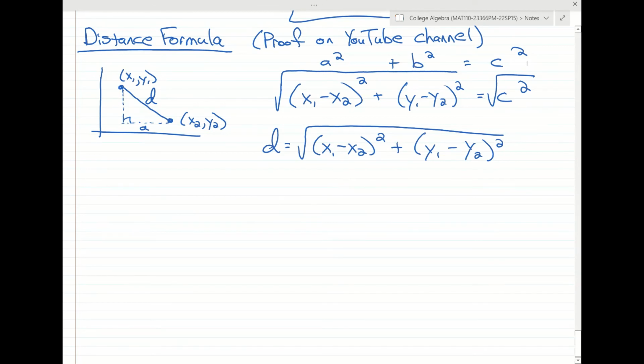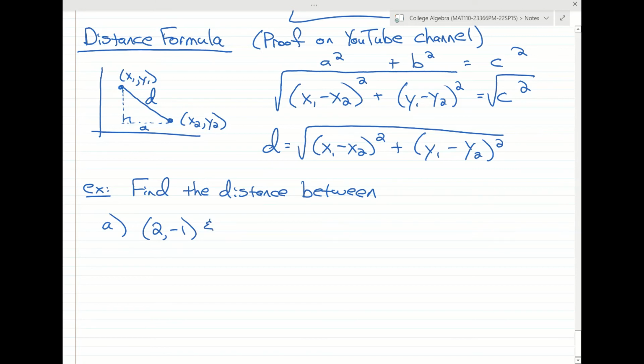Do a couple problems where we have to find the distance. Distance -1 and 5, 3.